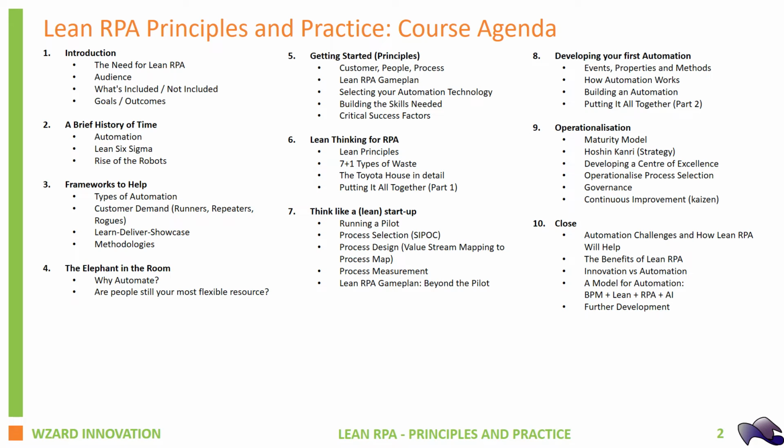In previous chapters, we've looked at why there is a need for Lean and RPA. We've looked at some of the frameworks that can help you to get started and structure your program of work, including running a pilot. And we've looked in detail at some of the lean principles that can help you evaluate existing processes, identify the right processes to automate, and also optimize those processes before you begin development.